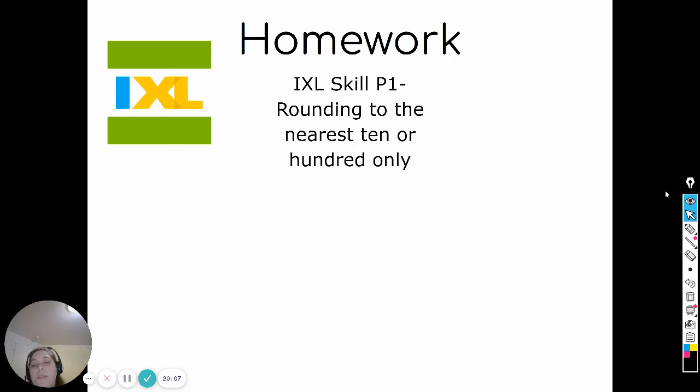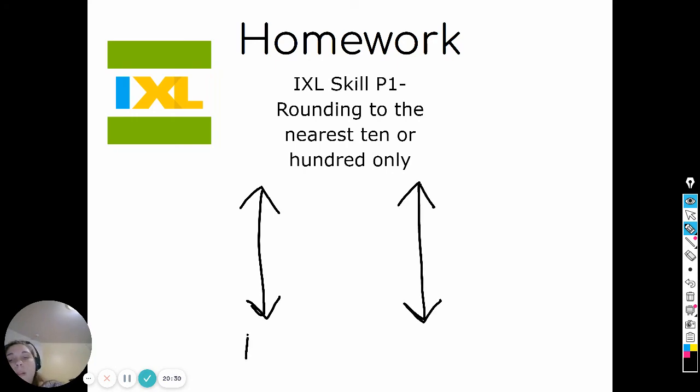So now you're going to have an IXL skill to work on, which is rounding to the nearest 10 or 100. So you're going to kind of have a mix of both. Remember, I suggest you keep your whiteboard handy while you're working on these.